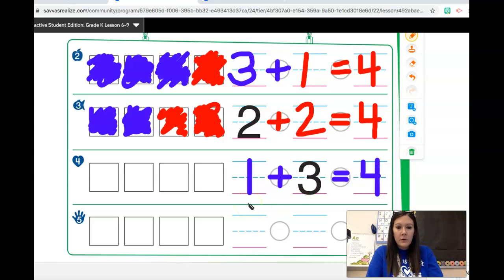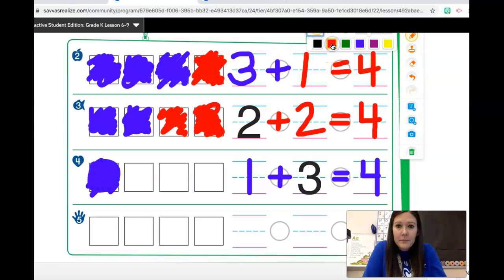Look at this equation. 1 plus 3 equals 4. Let's show that. Get your blue crayon. What will be our blue part? Oh yeah, 1. Because look, we did 3, then we did 2. Now we will do 1. Switch to red. What will the red part be? Oh yeah, 3. Because look, we did 1 red, then 2 reds. Now it's 3 reds.